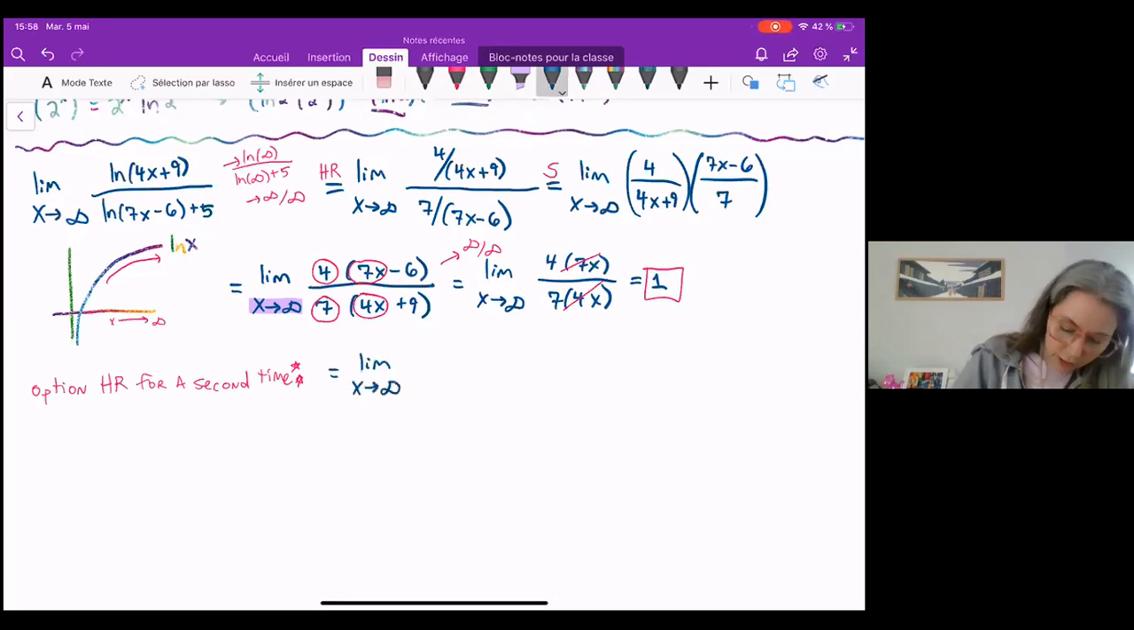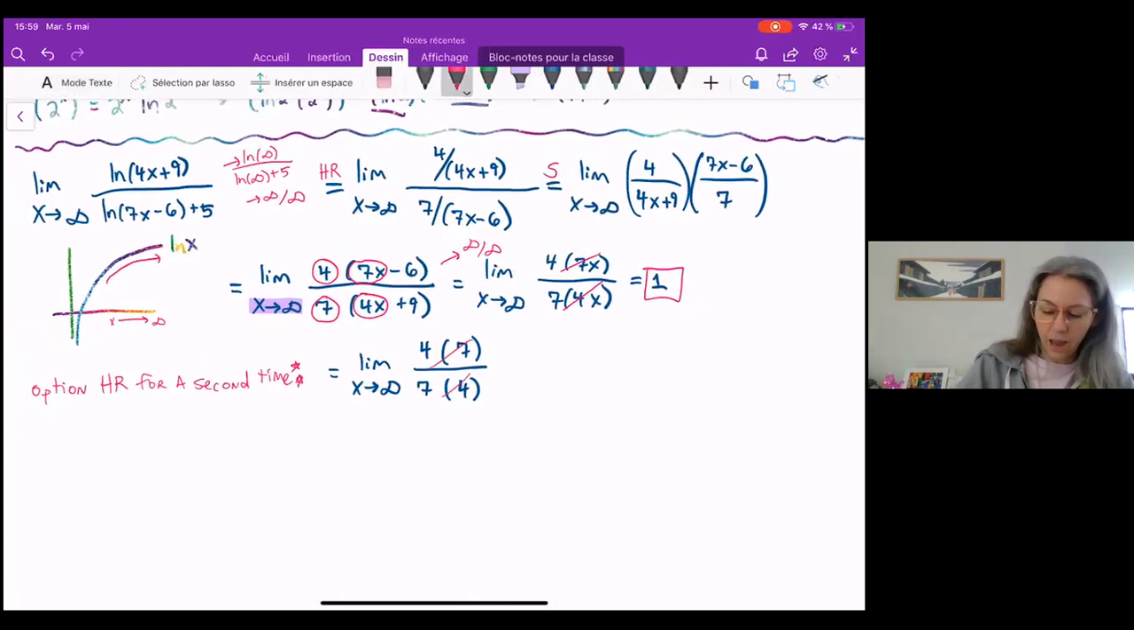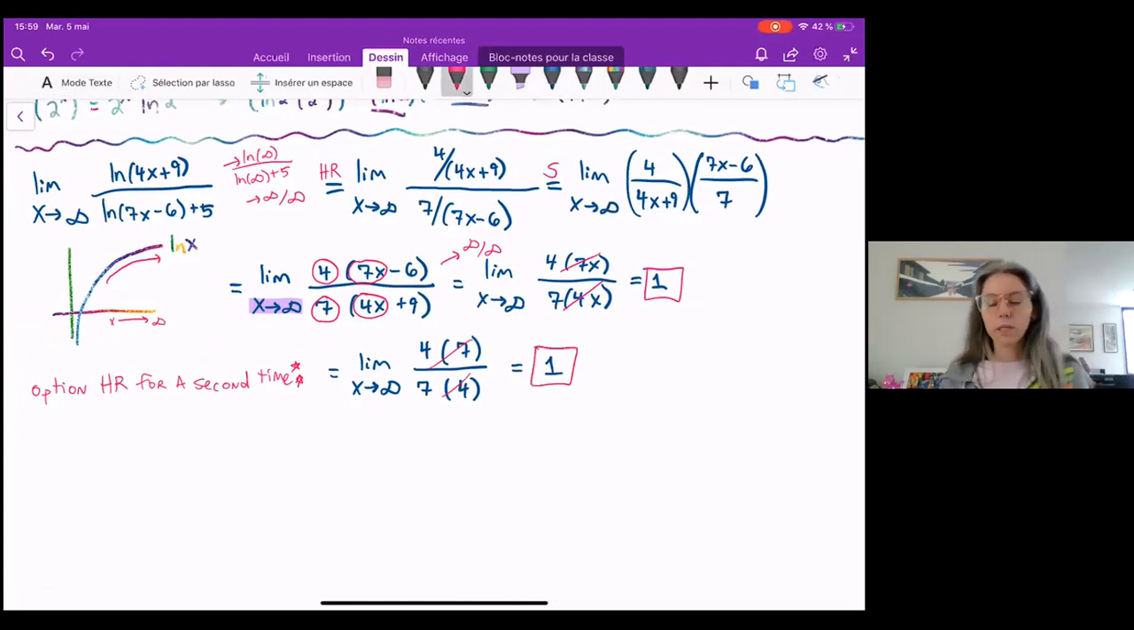Limit as x approaches infinity, that constant out front's not changing anything, then the derivative of 7x minus 6 is 7. That constant out front's not changing anything, the derivative of 4x plus 9 is 4. And guess what? We see everything here cancels out as well, and we get 1 just in a little bit of a different way. But either way, we end up with that 1 as our final answer.